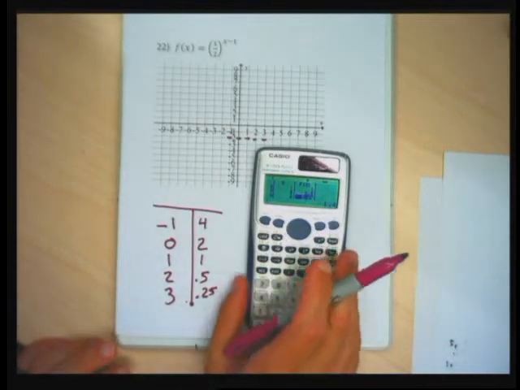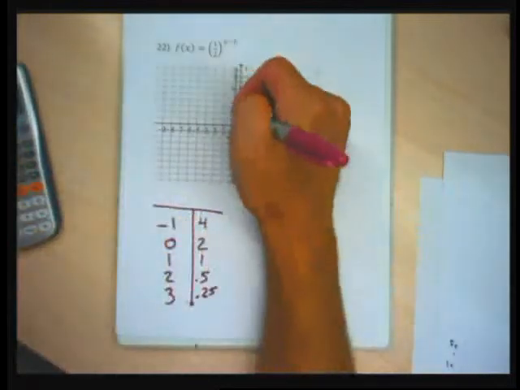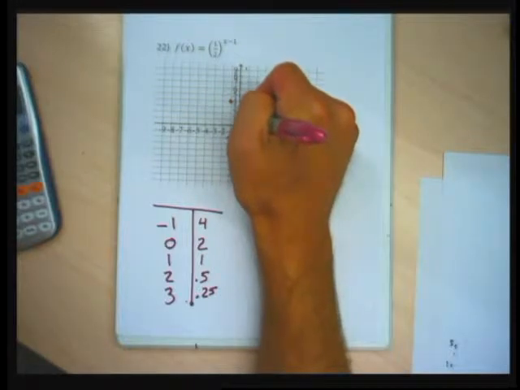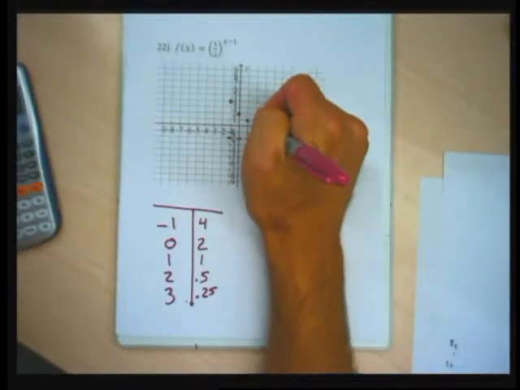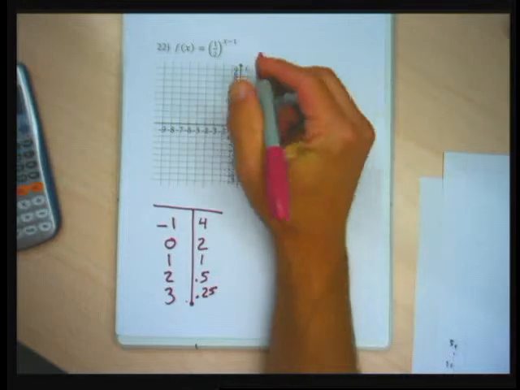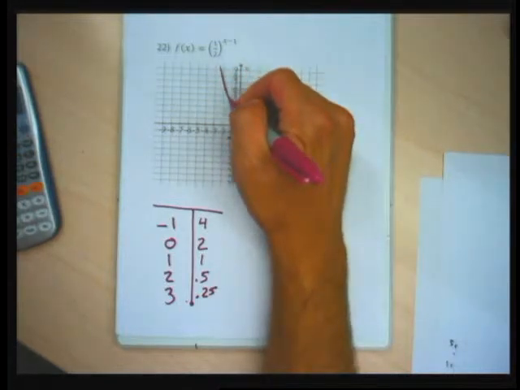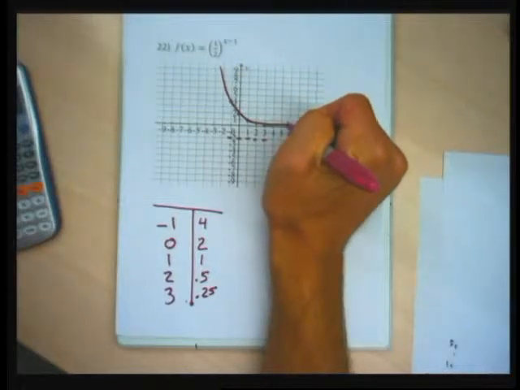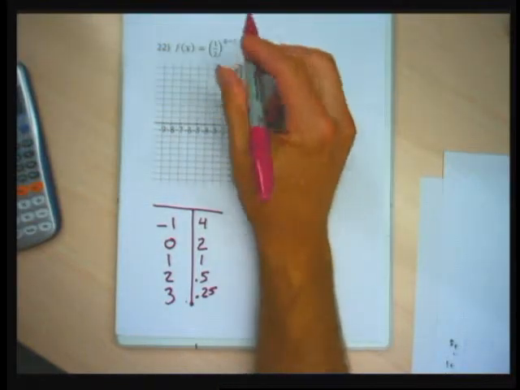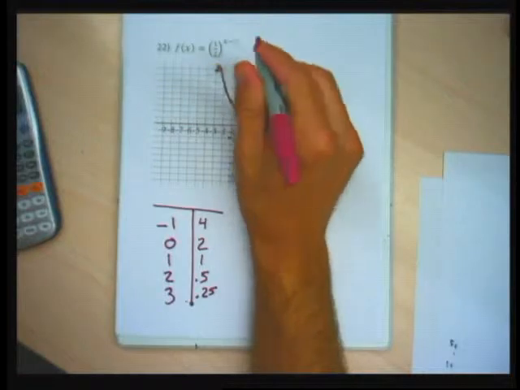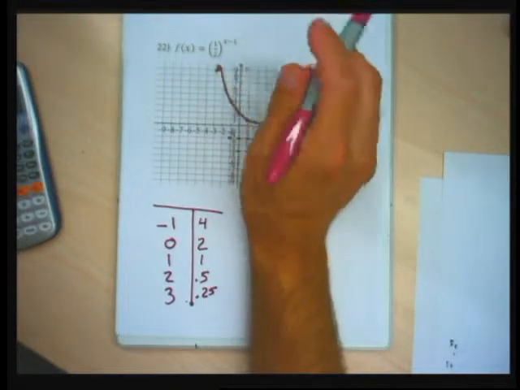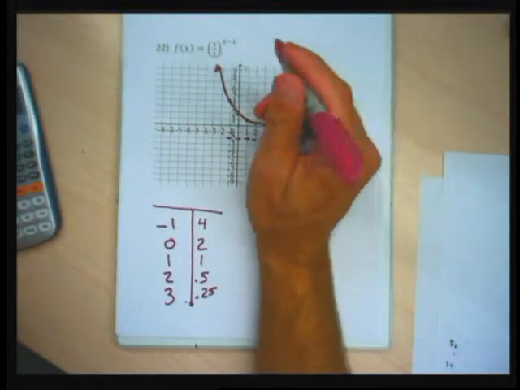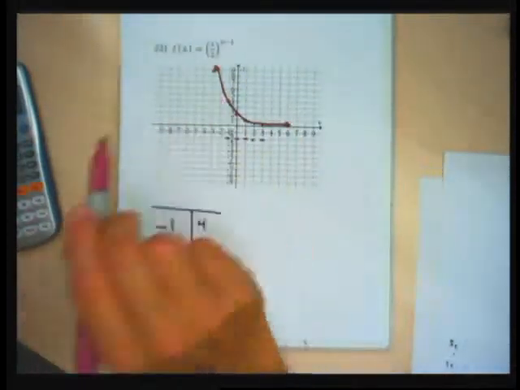Plot the points, connect them, make my graph. So -1, +4, 0, 2, 1, 1, 2, 1/2, 3, 1/4. So the best I can, I'm going to connect these. And this one, because the base is a fraction, it goes down on the right and up on the left. Generally, if the base is bigger than 1, it goes up on the right, down on the left. If the base is less than 1, or in between 0 and 1, it looks like this.